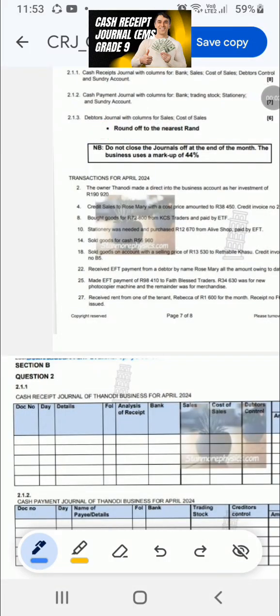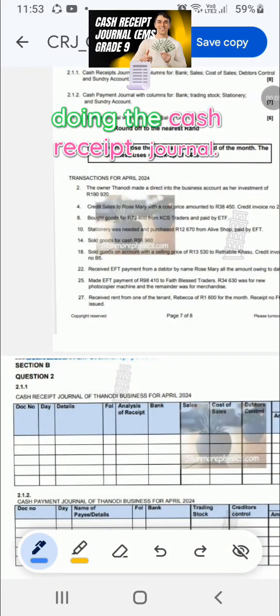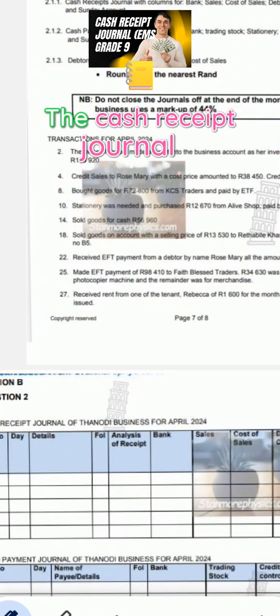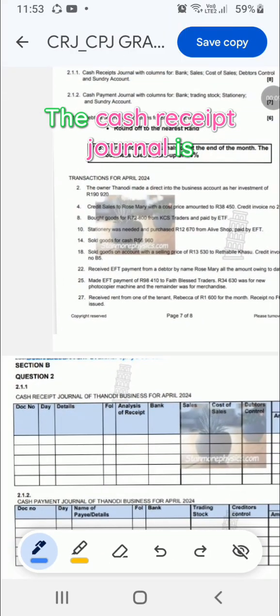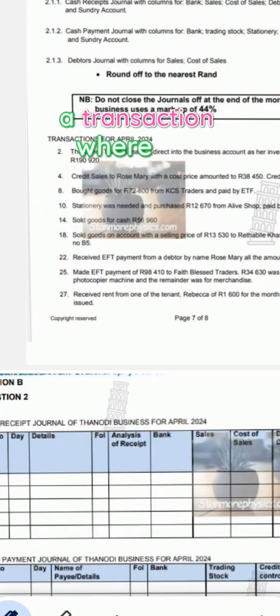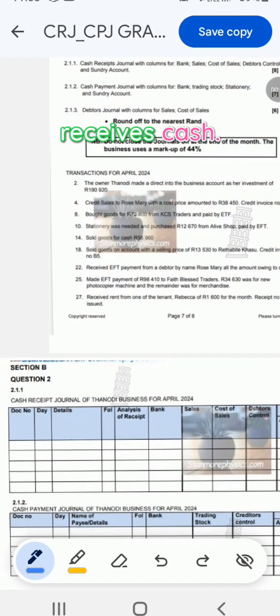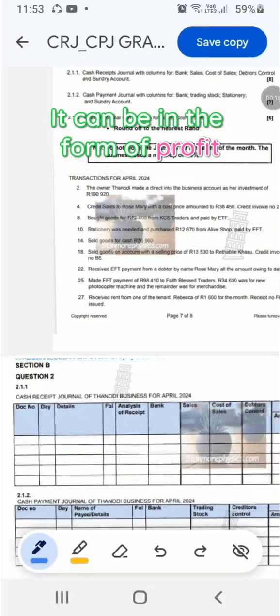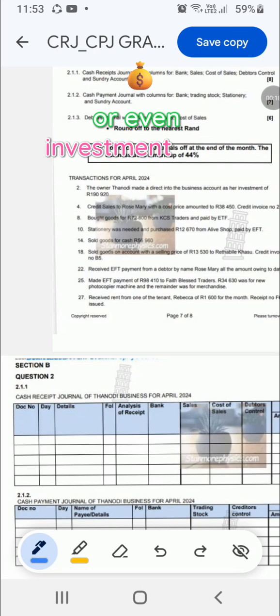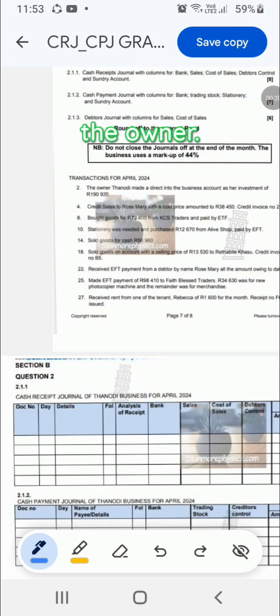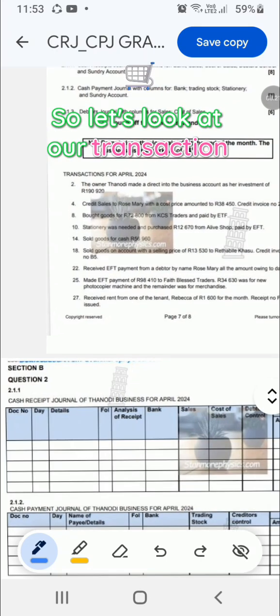All right, we're doing the cash receipt journal. The cash receipt journal is a transaction where the business receives cash. It can be in the form of profit or donation or even investment from the owner. So let's look at our transaction here.